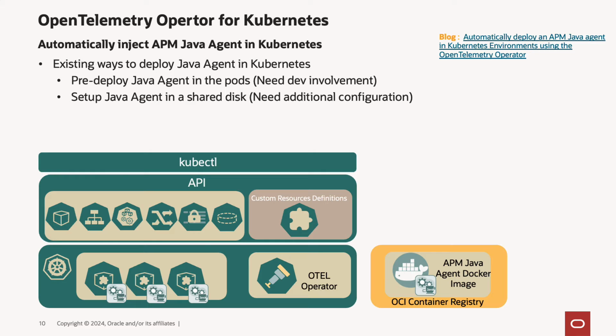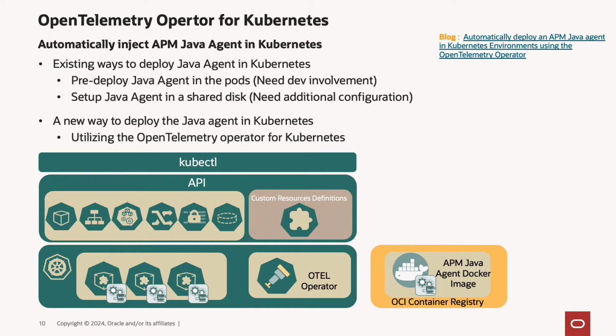The next feature I would like to mention is the OpenTelemetry operator, which we customize to automatically inject Java agents in Kubernetes. OCI APM supports Java applications that run on Kubernetes, and there are already a few methods to deploy an APM Java agent in Kubernetes pods. One way is to build a Java agent pre-deployed into the pods. Or you can configure it using the shared disk space, which can be done without involving the development.